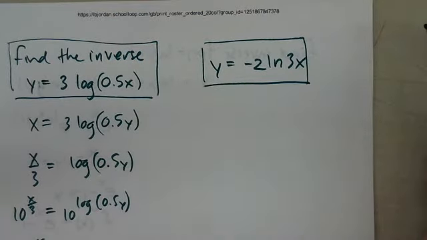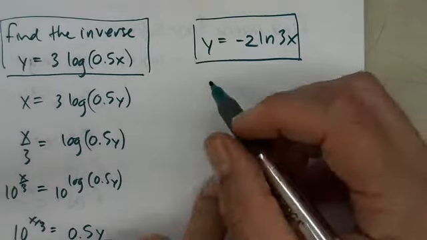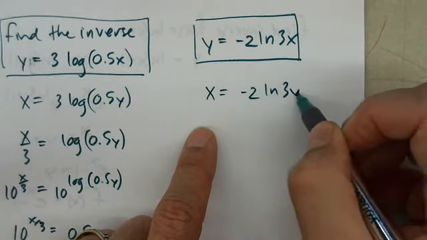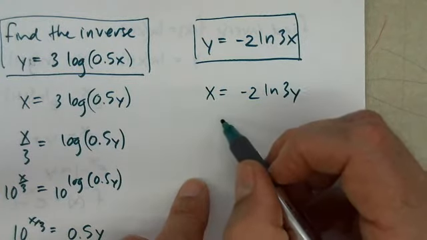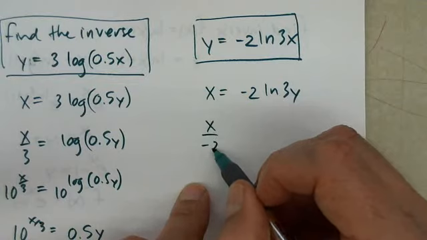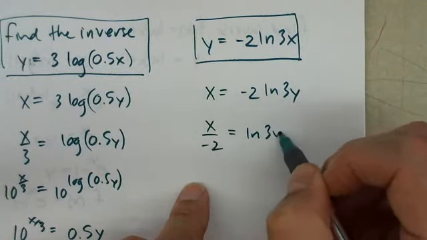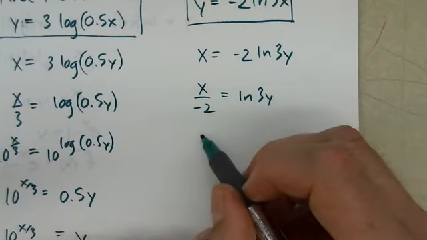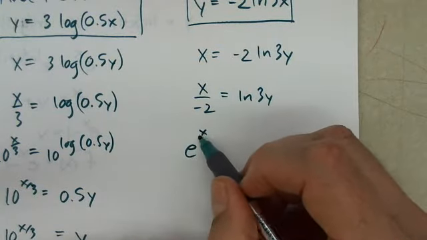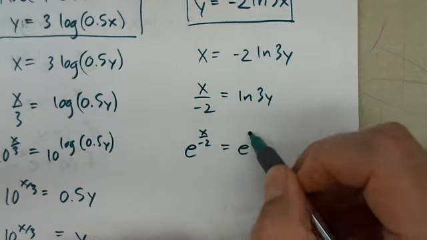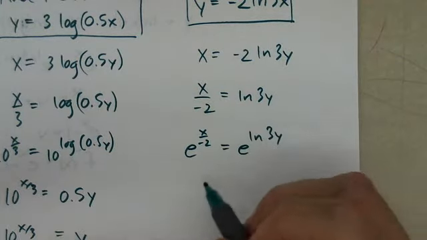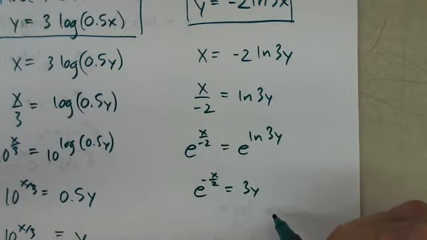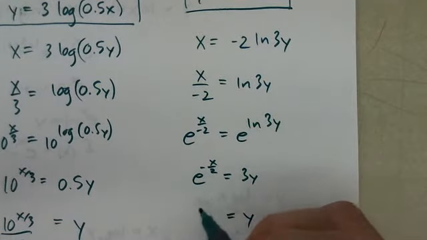Okay, try that one. Pause and try that. Divide by -2. We want to cancel this natural log, so we'll exponentiate with base e. And then we'll get y by itself.